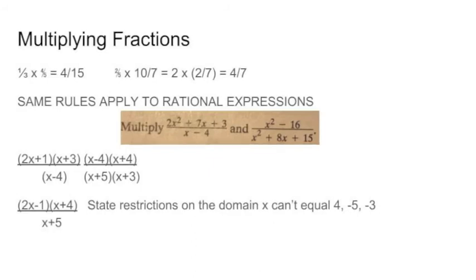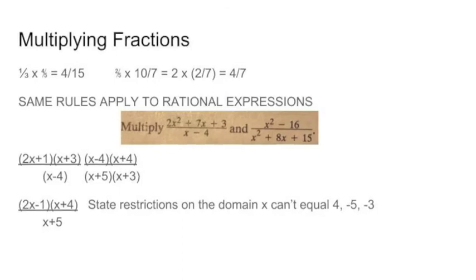So really it's 2x plus 1 times x plus 3 divided by x minus 4, times x minus 4 times x plus 4 divided by x plus 5 times x plus 3. So that multiplied together is really just multiply the numerators, multiply the denominators. But we're going to simplify before we do any multiplication. And because x minus 4 is down here in the denominator and up in the numerator, it can cancel. We also have an x plus 3 in both the numerator and the denominator. That can cancel.